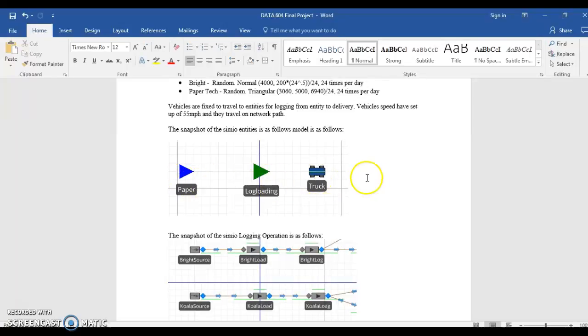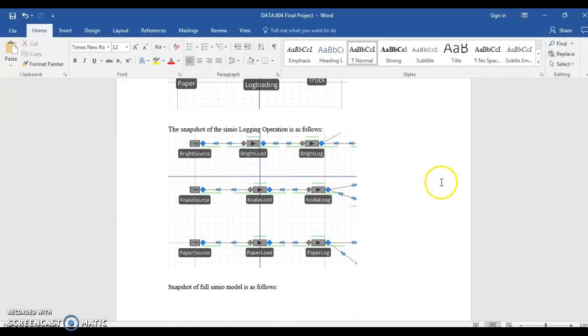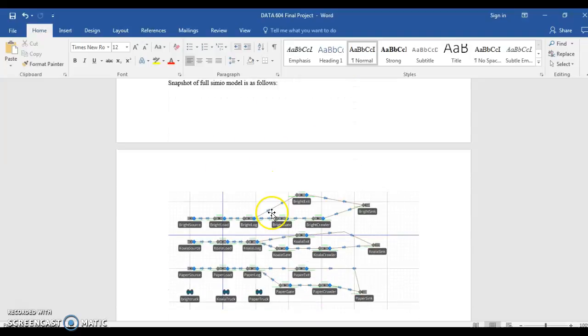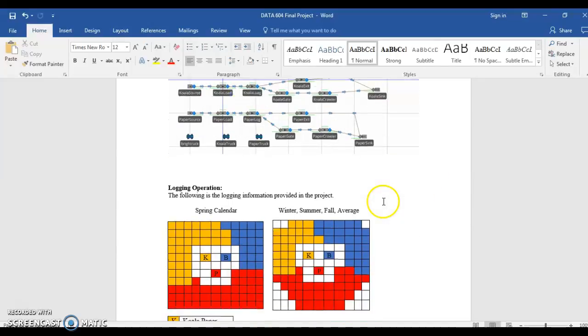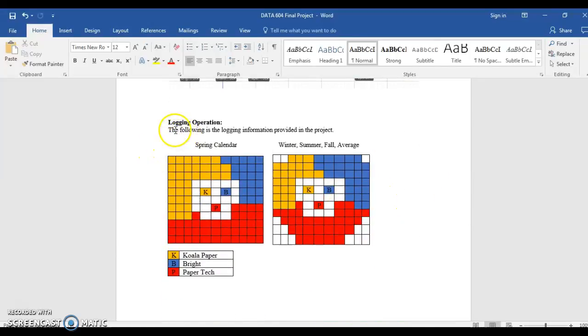I have paper, loading, and truck, and I have the snapshot of the loading operations. Here you can see the Bright source, the Bright load, and the Bright log. This is the snapshot of my model and the snapshot of the Simio model you can see here. Here is some other information I have.